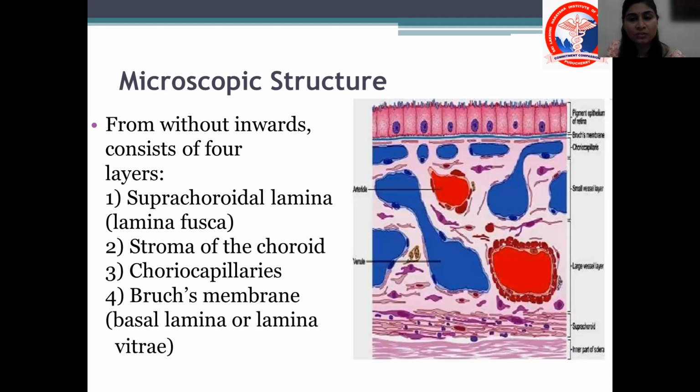Now, the microscopic structure of the choroid, from without inwards, consists of 4 layers: the suprachoroidal lamina, the stroma of the choroid, the choriocapillaries, and the Bruch's membrane. This blue line is the Bruch's membrane. Then this is the layer of choriocapillaries, small fenestrated capillaries. This is the layer of stroma of the choroid containing the small and large vessels, and the outermost layer is the suprachoroidal lamina.